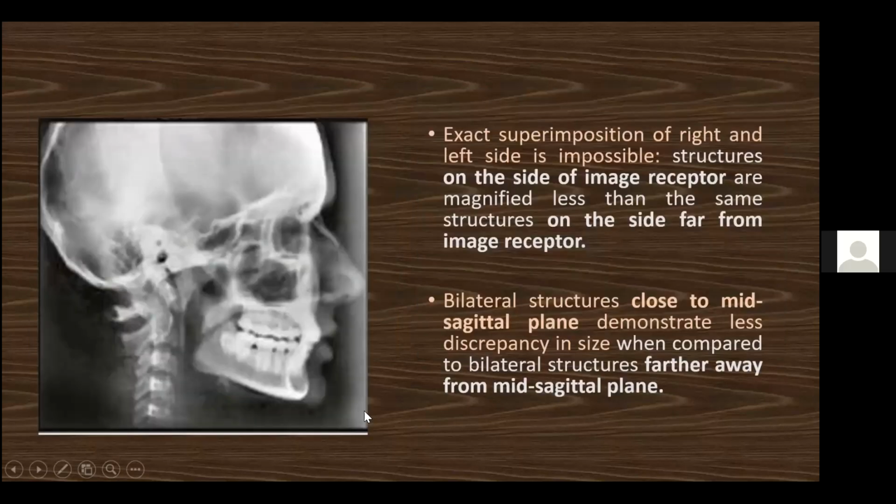Now, exact superimposition of left and right. See now, in the lateral ceph, I can see that there has to be a superimposition of the left and right side. So this is some disadvantage. You can say that sometimes the exact superimposition is not possible.